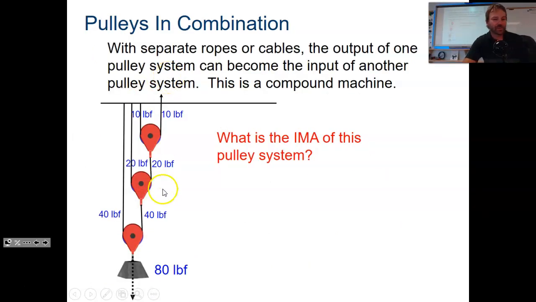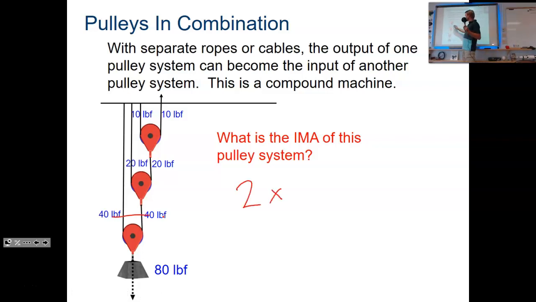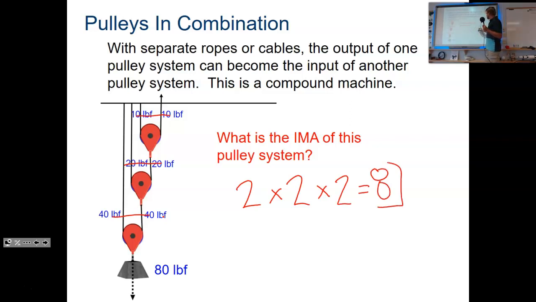Here's a pulley in combination. I could probably tell right now, if this is my load, 80 pounds, and I'm pulling up here with 10, that looks like a mechanical advantage of 8. So let's check it out. Right here is a movable pulley, and this has a mechanical advantage of 2 to 1. Here's my next one. That also has a mechanical advantage of 2 to 1. Again, I'm just multiplying these together because I've got them in combination. It's like the complex machine that we saw in the problem previously. Another 2 to 1. 2 times 2 times 2 is 8. And that's why you're seeing this being 80 and it's being pulled with 10.